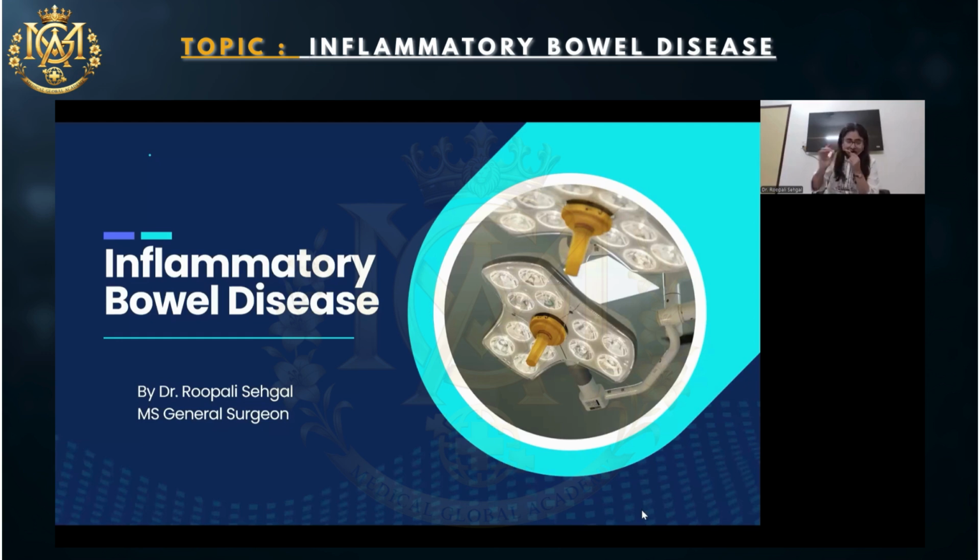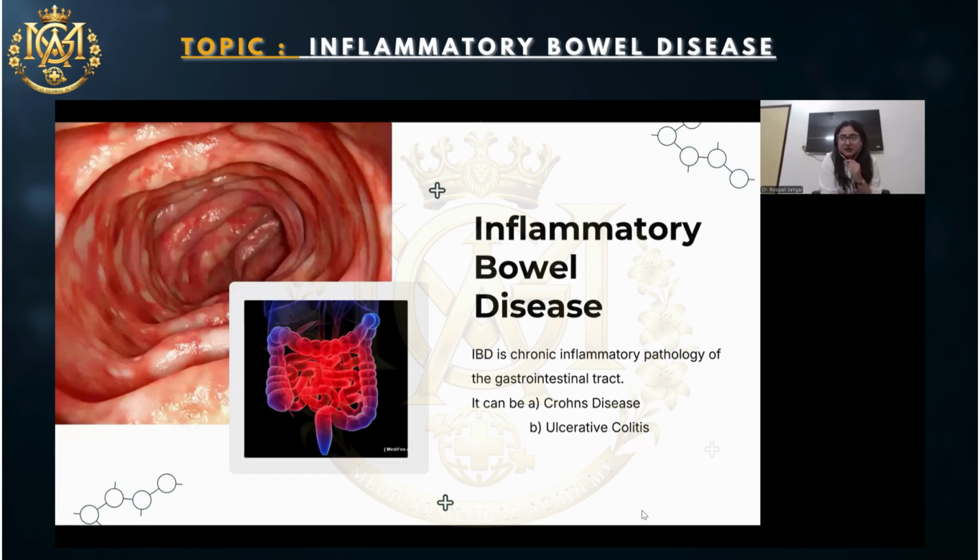It's going to be a very short session, and we'll be discussing mostly about Crohn's disease. So let's start. Inflammatory bowel disease is a chronic inflammatory pathology of the GI tract. It can be one of the two: Crohn's disease or ulcerative colitis. The common thing between the two is that the etiology of both is unknown. Both of them are idiopathic and both of them have a chronic relapsing course.